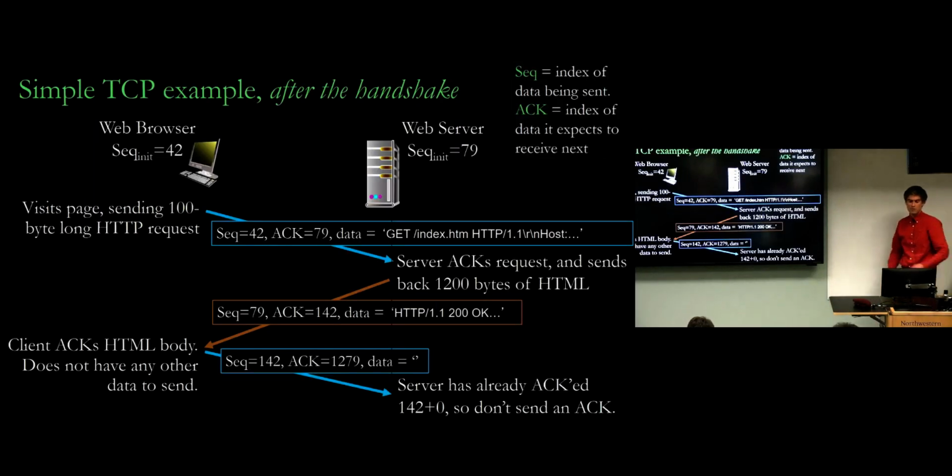So here's an example of a TCP exchange. We'll talk about the handshake later. Let's assume the handshake has already happened. After the handshake, there are random initial sequence numbers here. So 42 for the client and 79 for the server were decided. The client sends a GET request. So here's the body of the request, which looks familiar to you by now. And this is put inside of a TCP segment. And that segment has sequence number 42.